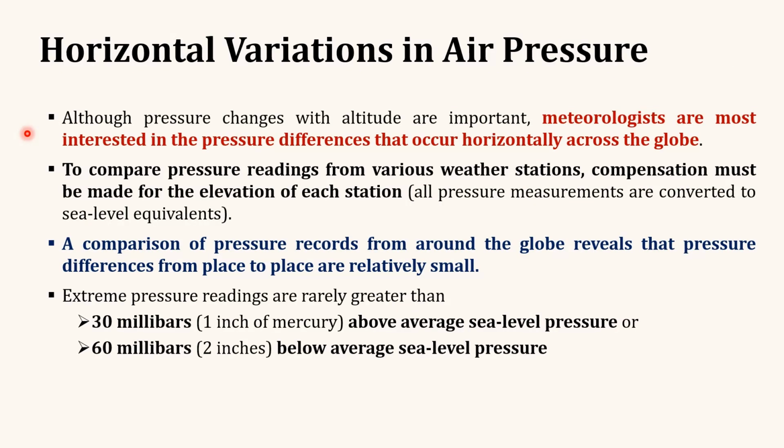Till now, in this video, we learnt about the vertical variation of atmospheric pressure. We saw that atmospheric pressure decreases with altitude because the density of the atmosphere decreases. Now we will learn about the horizontal variations in the air pressure or atmospheric pressure. Though the pressure changes with altitude are important, the meteorologists are more interested in the pressure differences that occur horizontally across the globe, and to compare the pressure readings from various weather stations.